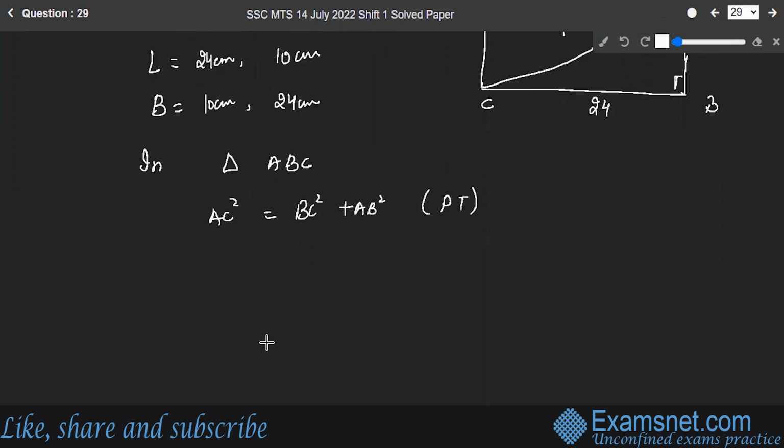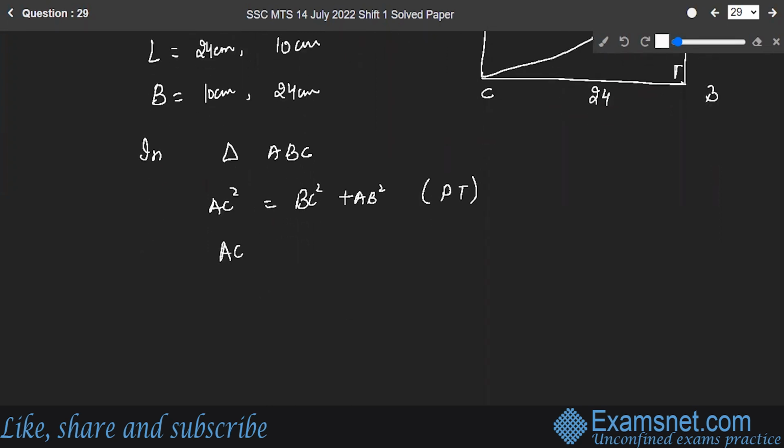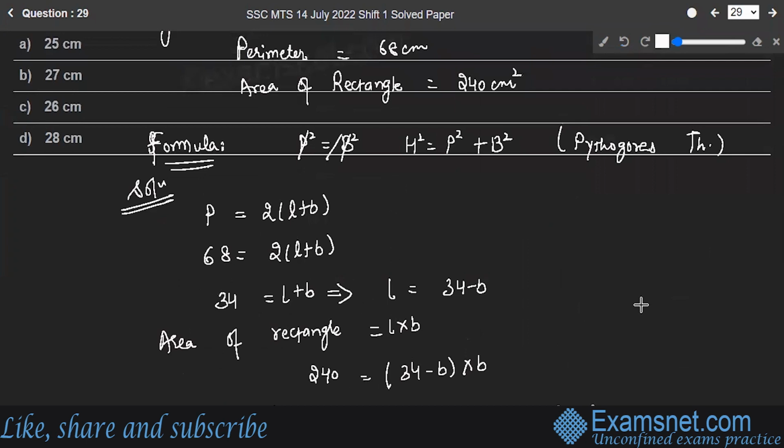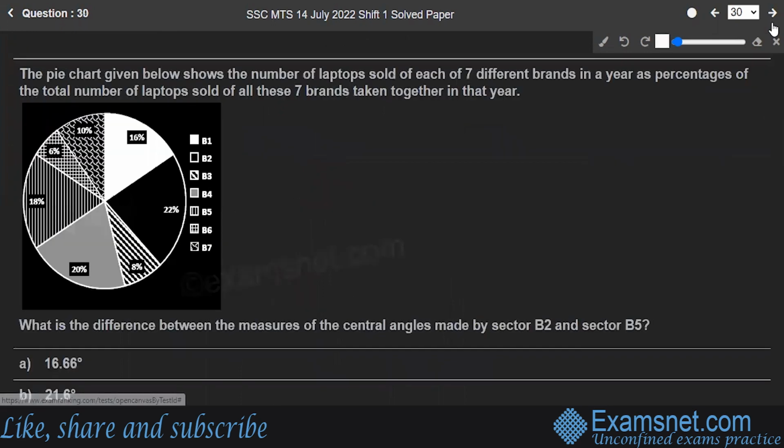So what is AC equal to? BC is 24, so AC is the root of 24 square plus 10 square. What is 24 square? This is 576 plus 100, whole root will give you AC. That is the root of 676, which is equal to 26 centimeters. Therefore, the length of each of the diagonals is equal to 26 centimeters. Let's check. Option C is the correct answer to our question. Hope you are clear. Let's move to the next question, number 30.